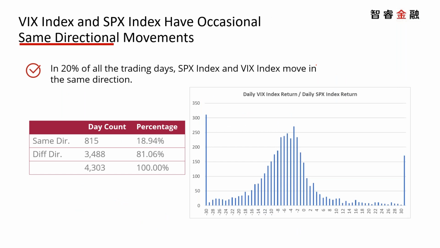But there is a catch here. Although we have mentioned that these two indexes are negatively correlated, there are about 20% of the time where they both move in the same direction. So this chart divides daily VIX index returns by the daily S&P index return. On the right hand side of the chart, you see some positive numbers. This means that they move in the same direction. So around 80% of the time they move in opposite directions, and for 20% of the time they move in the same direction.